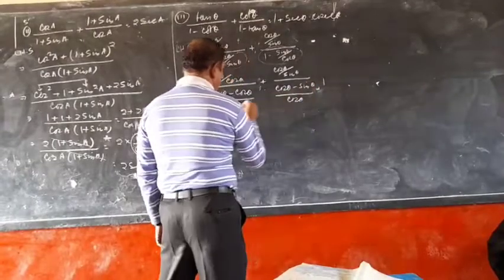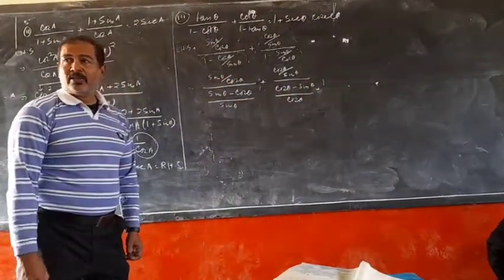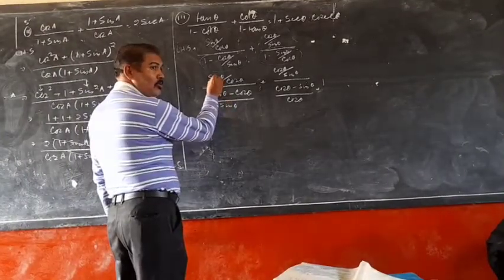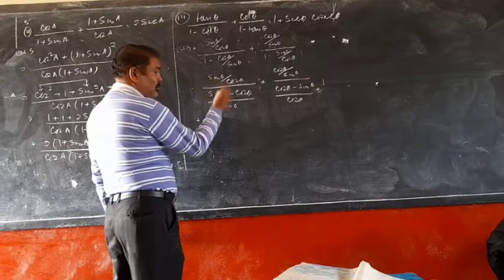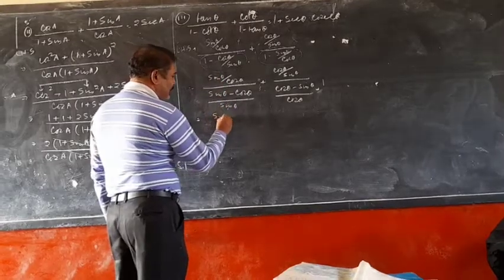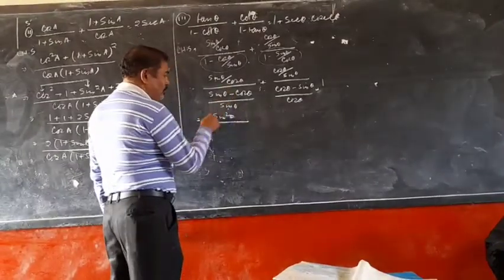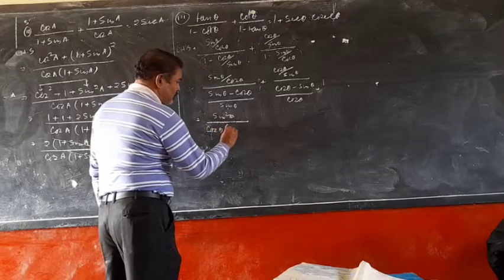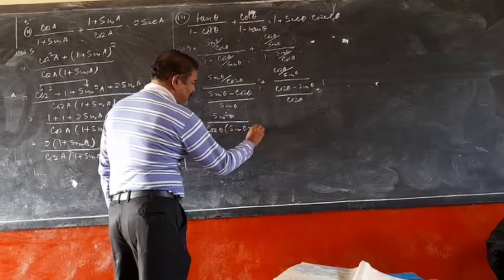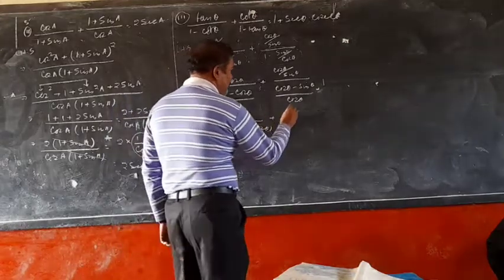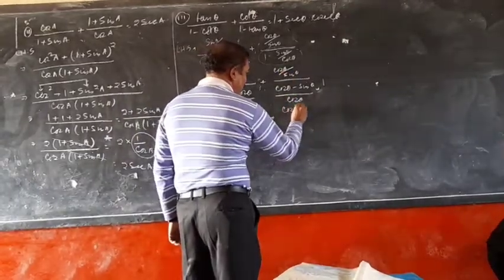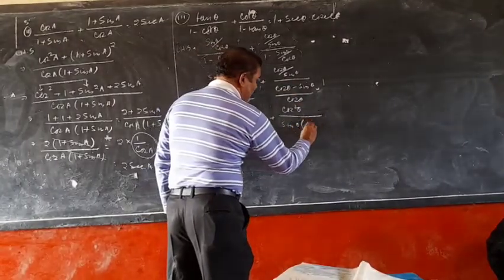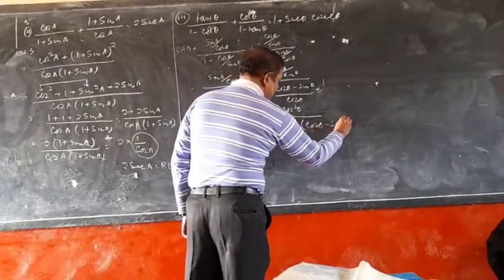LCM is cos theta. That will become here cos theta minus this. Sin will go in the place of numerator. So sin theta into sin theta is sin square theta. Cos will come in the place of denominator. That is equal to cos theta into sin theta minus cos theta, plus this will become cos square theta. Sin will come down, that is equal to sin theta into cos theta minus sin theta.